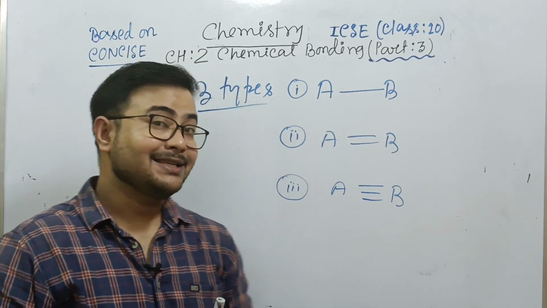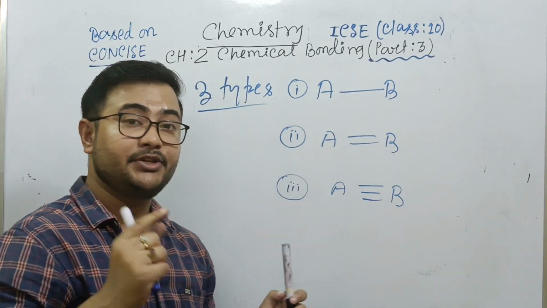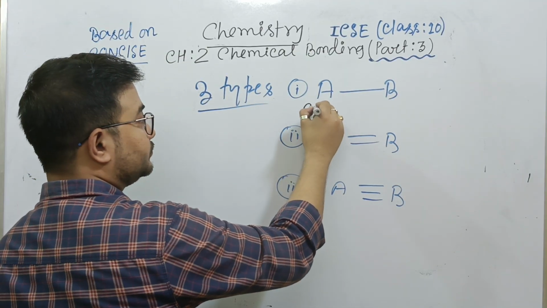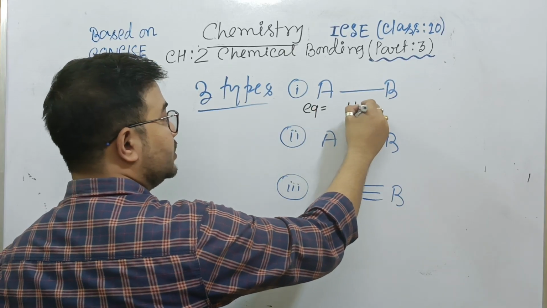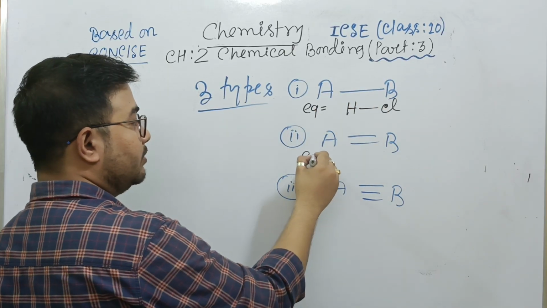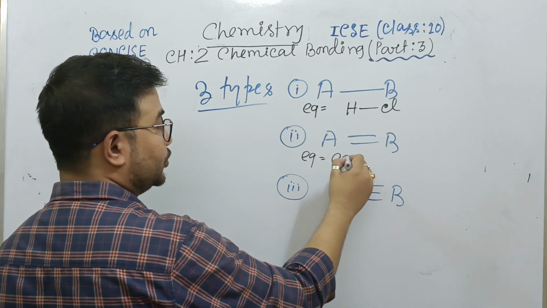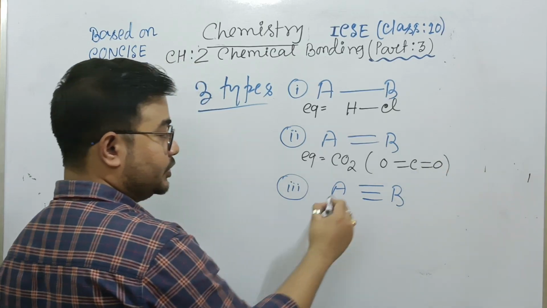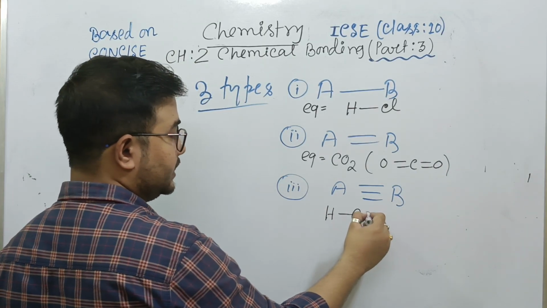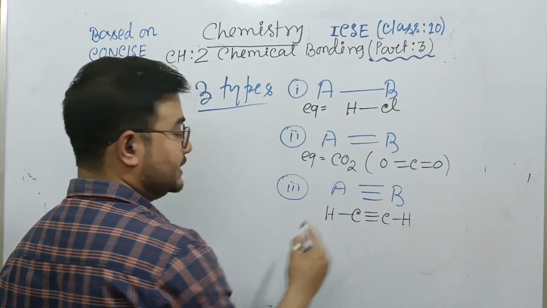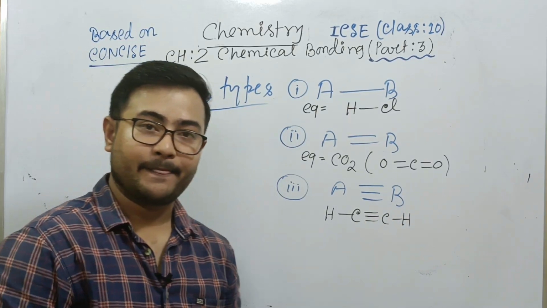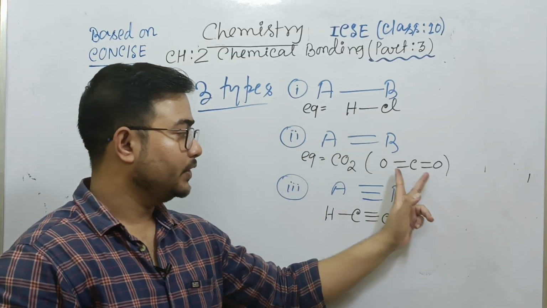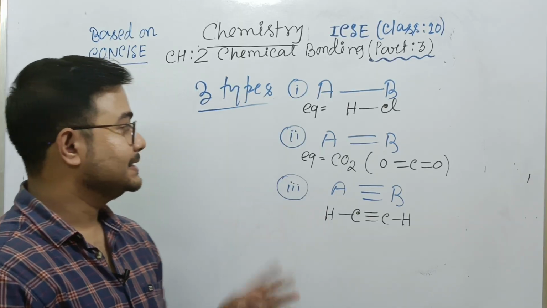But in the exam you cannot give this type of example, you have to give a real example. A real single bond example is H-Cl. For a double bond example you can give CO2, which means O double bond C double bond O. And a triple bond example is C triple bond C, called acetylene or ethylene. So memorize these three examples of single covalent bond, double covalent bond, and triple covalent bond.